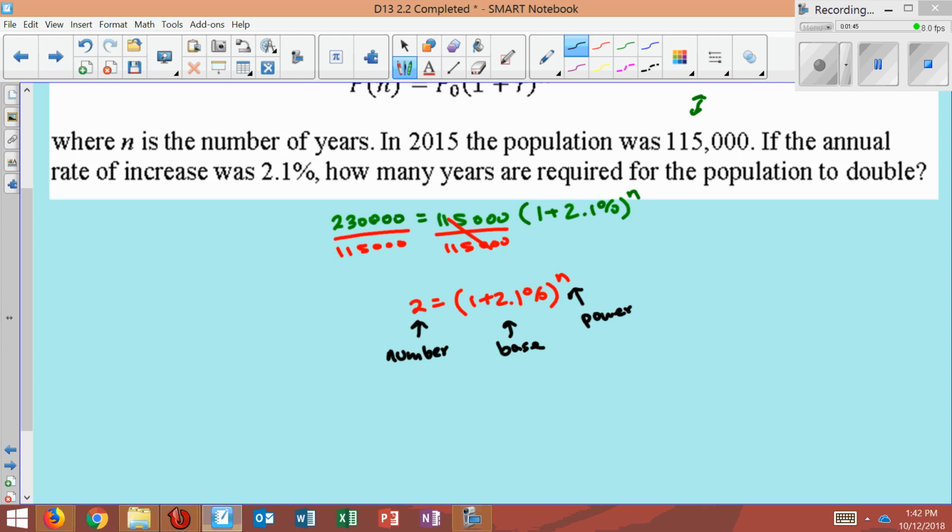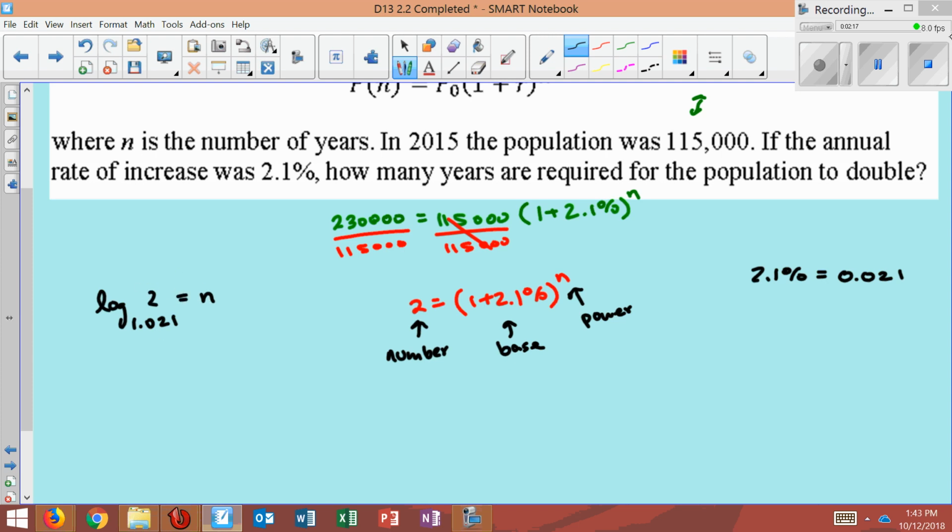I can switch it to a logarithm and say that log of my base, which would be, if you solve this, you could say 2.1%, you divide that by 100. If you want to change it for the calculator, it becomes 0.021. And so this value, this base, is 1.021. How did I get that? I said 1 plus that number gave me this. So log base 1.021 of the number 2 will equal n.